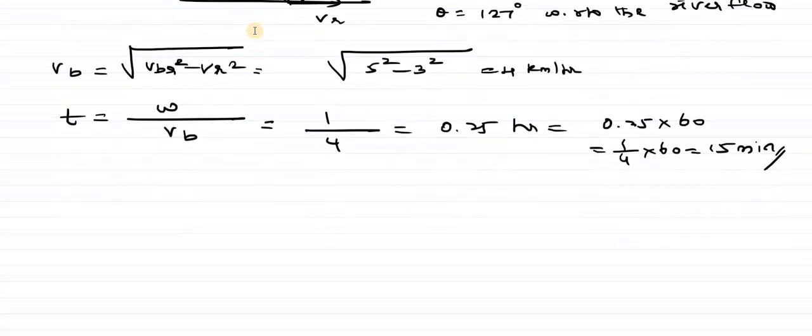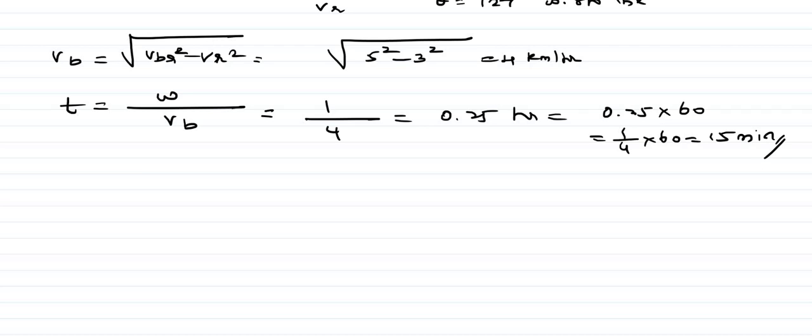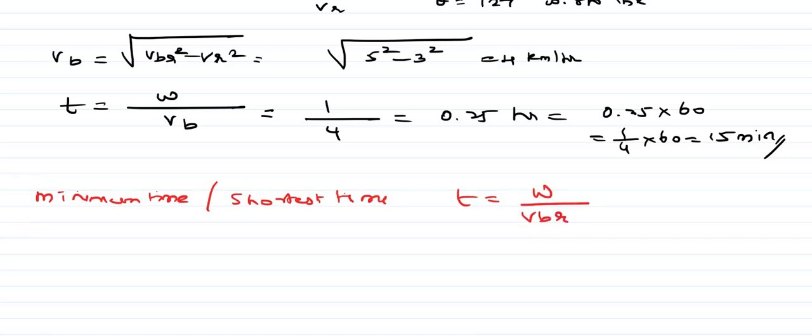All I did was what? This 4 formula you should remember. Once again I am doing it. So for minimum time, or shortest time, what is the formula? T equal to W by VBR. Cos theta will be equal to 1. Sin theta is 0. So drift will be equal to what in this case? VR into T. Correct?